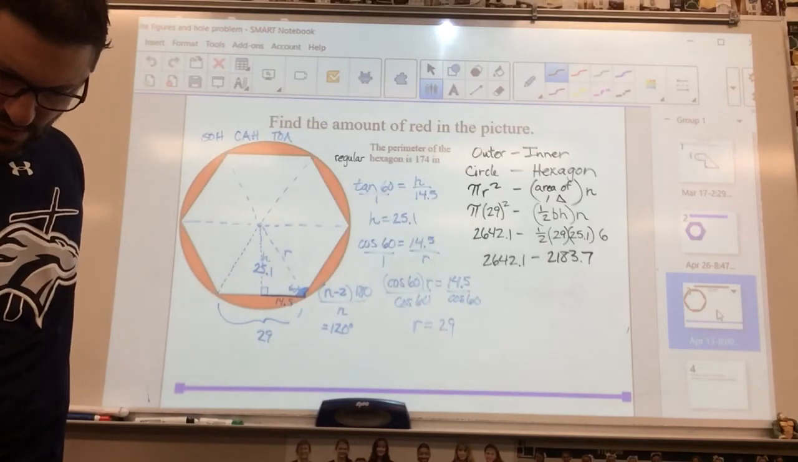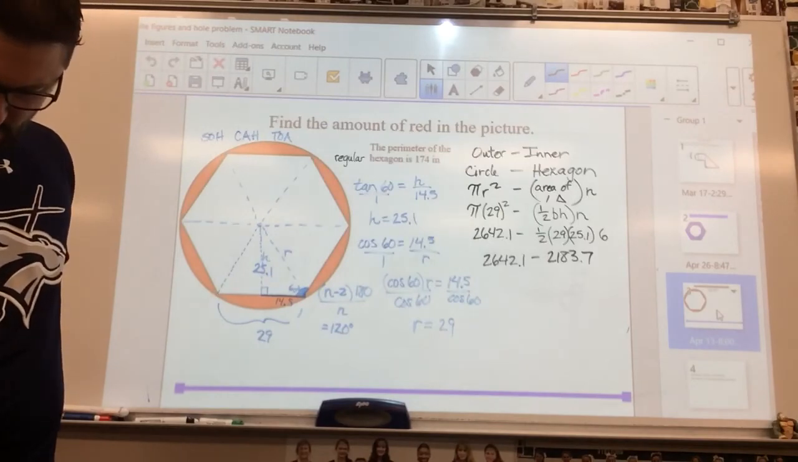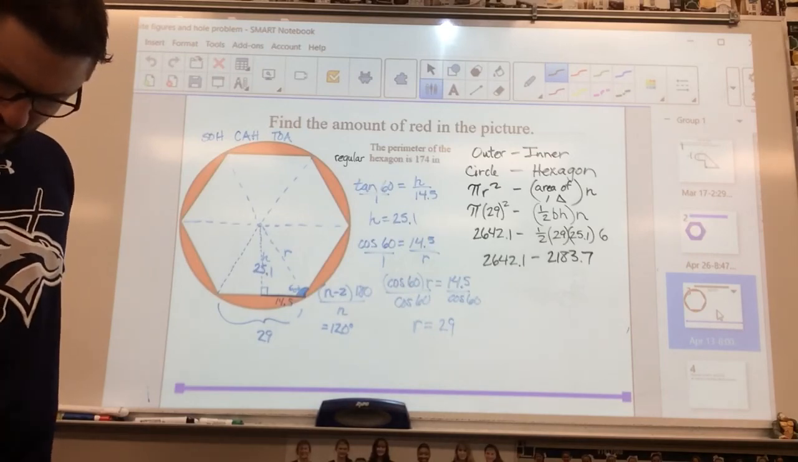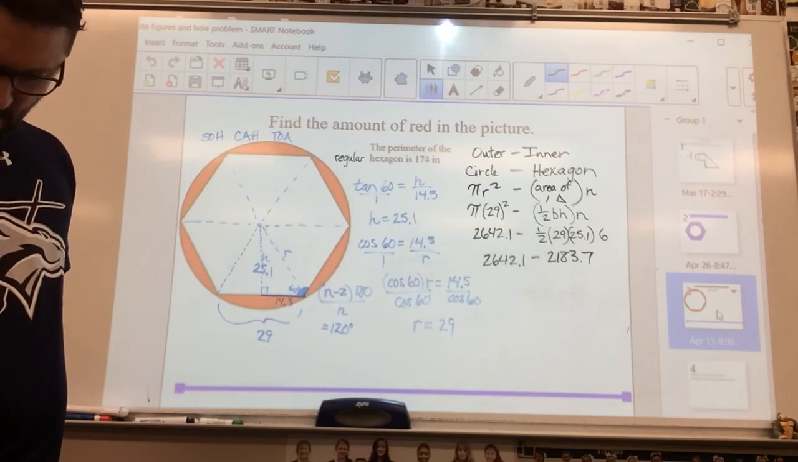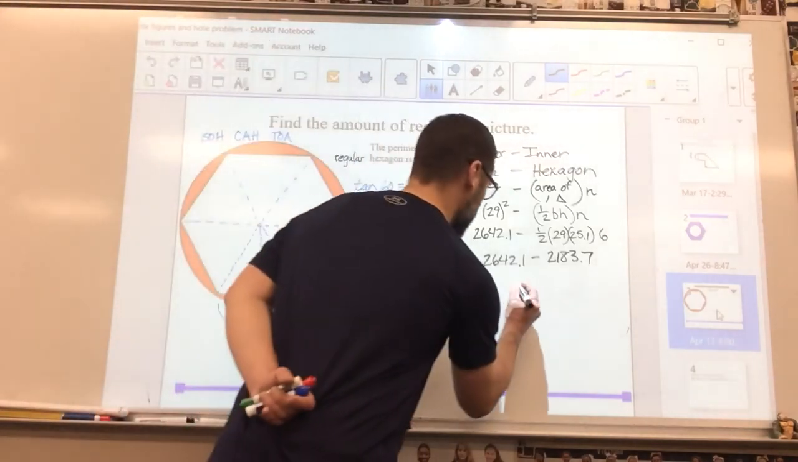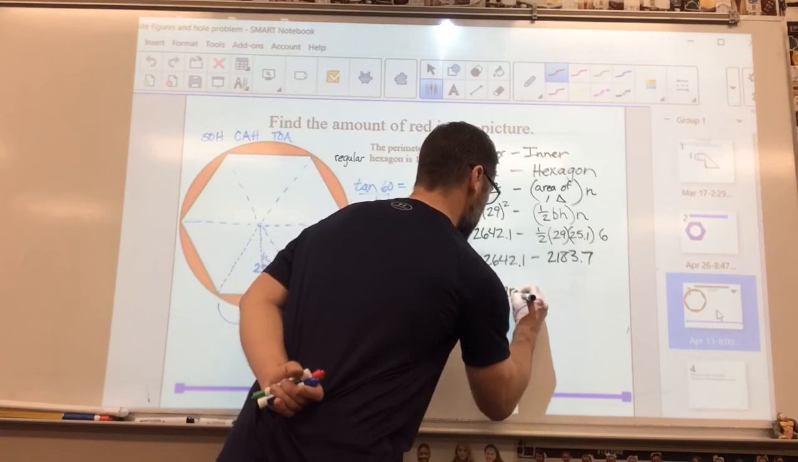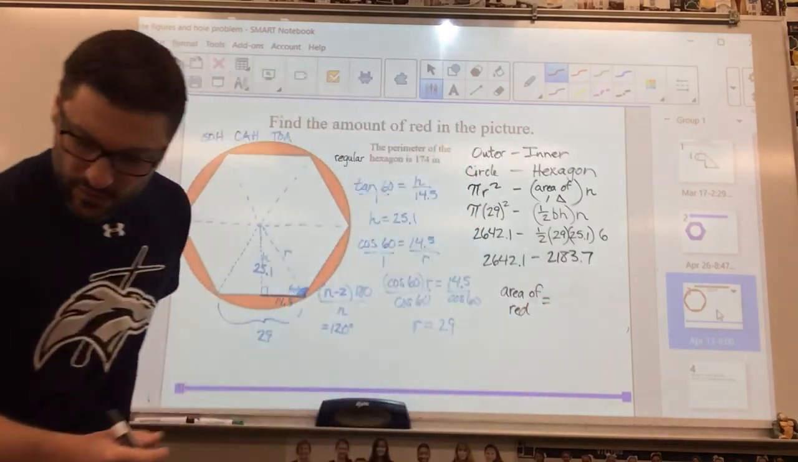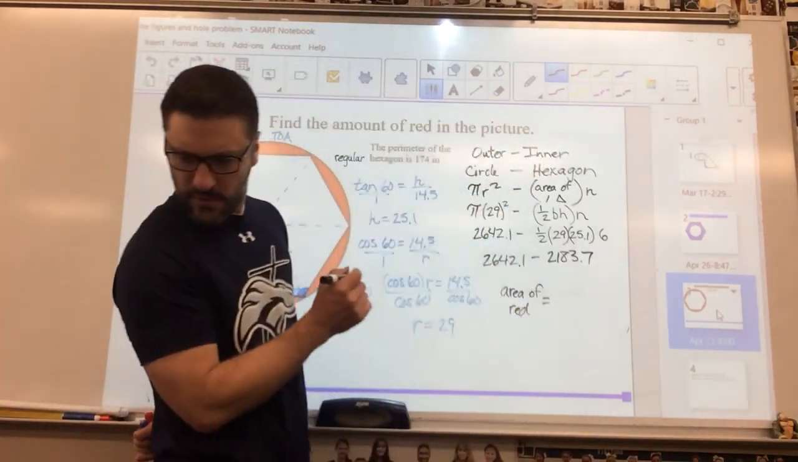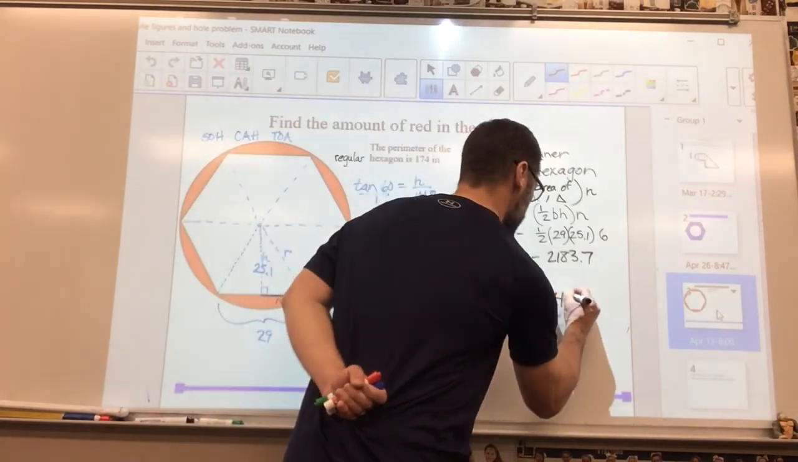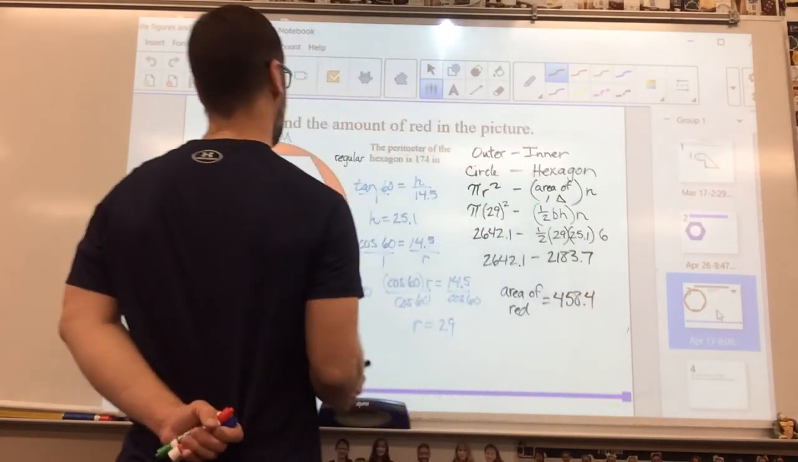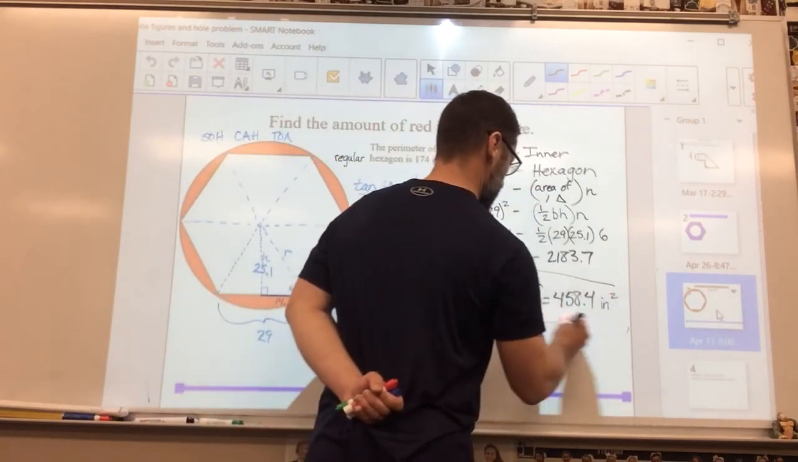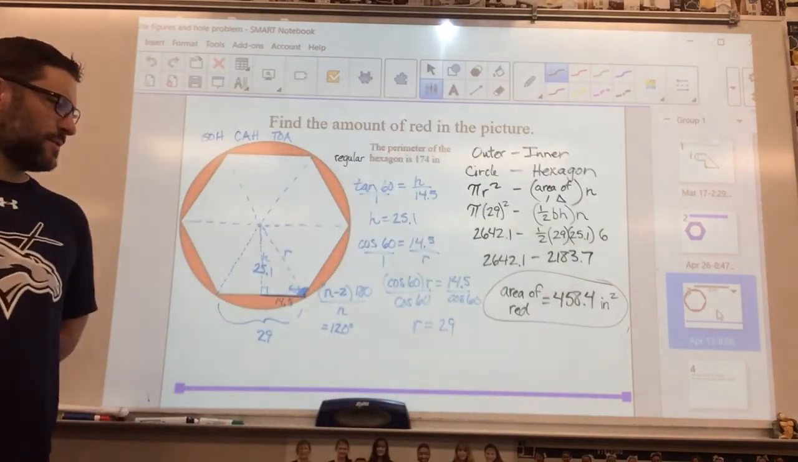So now I'm going to take those two numbers and subtract them. I'm using my calculator version, so a more exacting value. I'm going to subtract that off, and I got 458.4. I got an area of red. Area of red is equal to 458.4. I think that was right. 458.4. And let's see, do we have a label? We have inches, so that would be inches squared. And I found the amount of red in the picture.